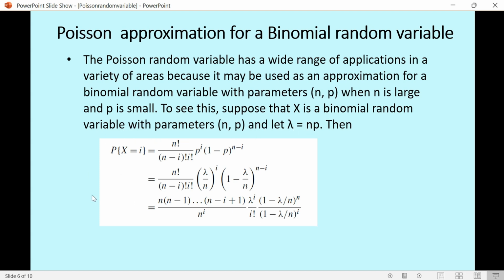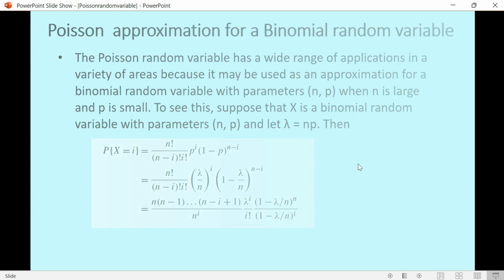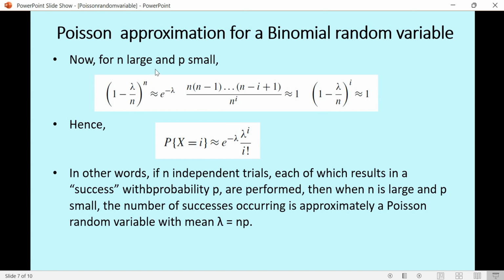Here is the derivation of this application. First, this is the binomial random variable, the probability that x equals i. We just use the definition of the binomial random variable and expand this expression. Next, if n is large and p is small, this factor approximately equals 1. Finally, we get that the probability of the binomial equals the expression of a Poisson random variable, where lambda equals np.